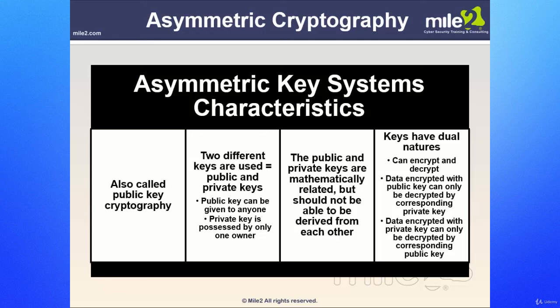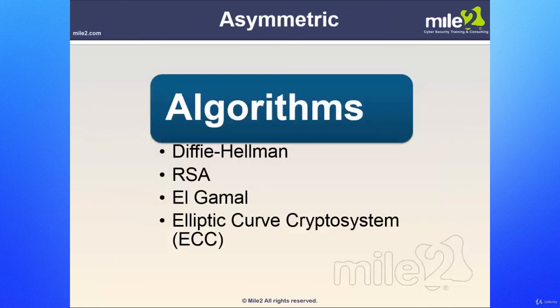The keys have dual natures, which can encrypt and decrypt. The data encrypted with the public key can only be decrypted by the corresponding private key, the same as the data encrypted with the private key can only be decrypted by the corresponding public key. Again, here's another one that we need to write down and memorize a little bit. And when it comes down to the algorithms that are used, again, one's called Diffie-Hellman, and that's going to be a given. So anytime you hear Diffie-Hellman, we're talking about asymmetric. We have El-Gamal and the elliptic curve cryptosystem, also known as ECC, and these are known as asymmetric algorithms.